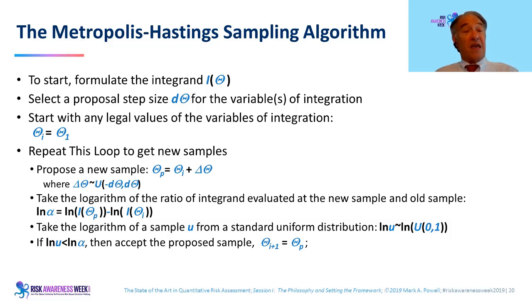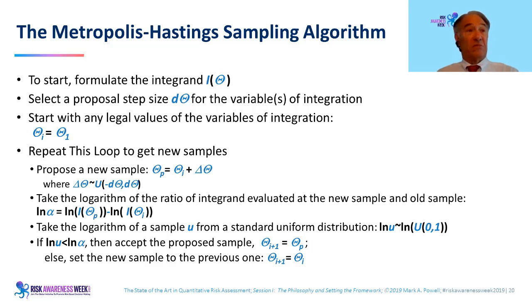Next step, if the logarithm of that uniform sample is less than the logarithm of the ratio of the integrand evaluated at the proposed sample over the integrand evaluated at the current sample, we choose to accept the proposed sample as the next sample. Otherwise, we set the next sample to the current sample. Now I know what you're thinking, because I went through this process. I thought, wait a minute, you didn't change. It's the exact same number. How could that be a random number generator?